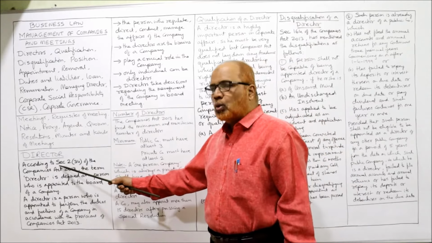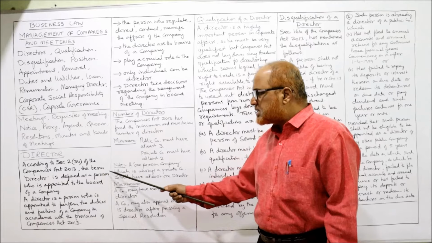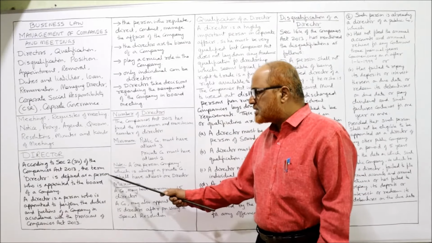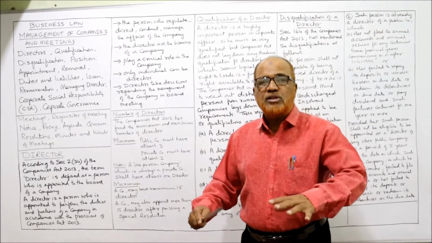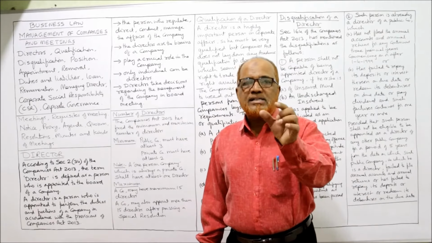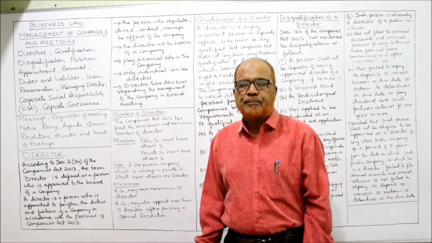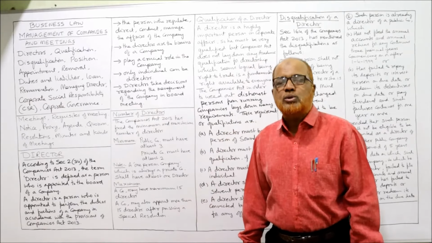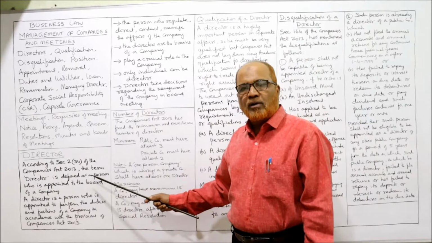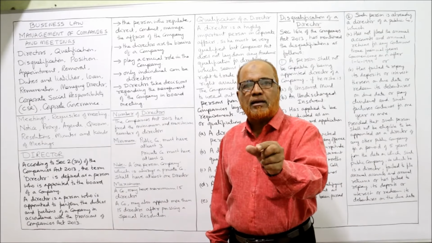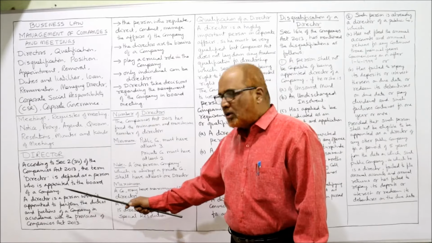According to section 2, subsection 34 of the Companies Act 2013, the term director is defined as a person who is appointed to the board of the company. Board means board of directors. A person who is appointed to the board of the company is called a director. This is the definition given by section 2, subsection 34.